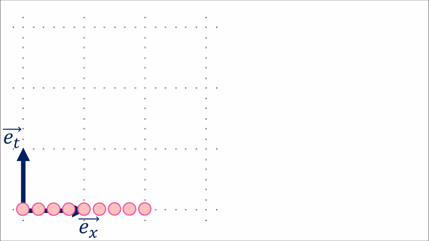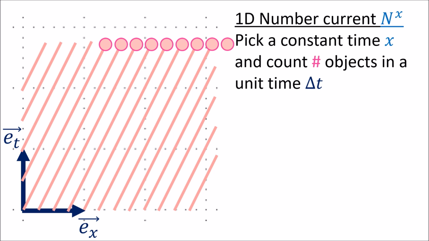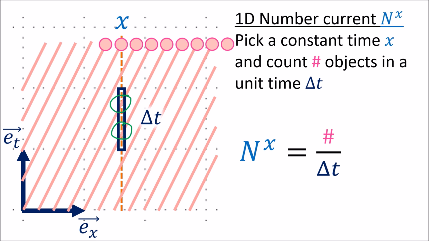Now let's say that we have a collection of particles moving to the right with constant speed. To find their current in the x direction, we need to know how many particles are passing through a point in 1 unit of time. We can calculate this by picking a constant position x and counting the number of world lines that cross a line segment for a unit time, delta t. The particles attached to each of these world lines correspond to particles that have crossed this exact point during 1 unit of time. So if 2 world lines cross this line segment, this means that the number current in the x direction is 2 particles per unit time.